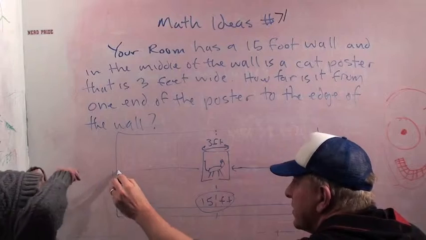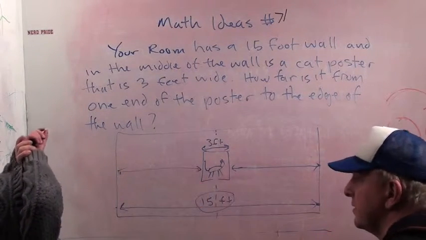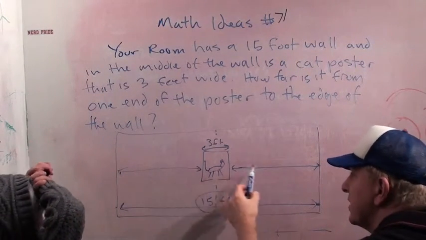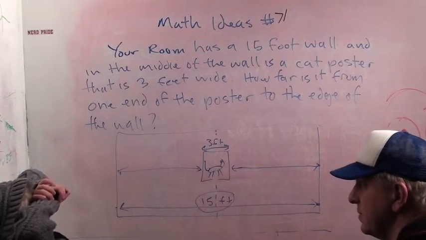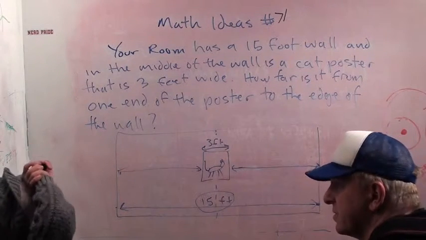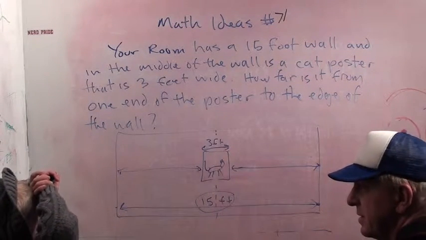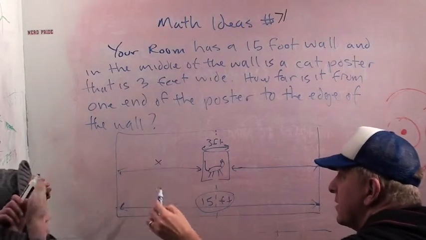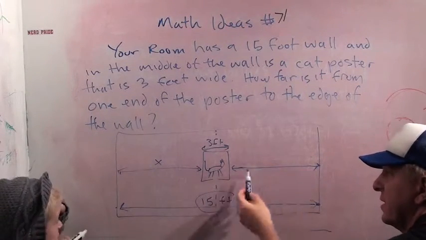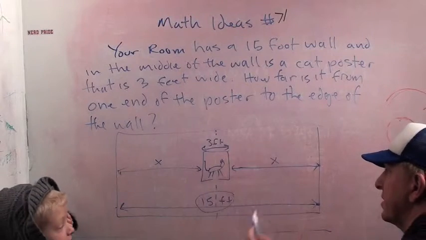Since it's in the middle, we know this is the same. But we don't know how far. We know this is the same as this, right? So when we don't know what something is, what should we call it? X. So that's X, and what's this? That's X. That's also X.